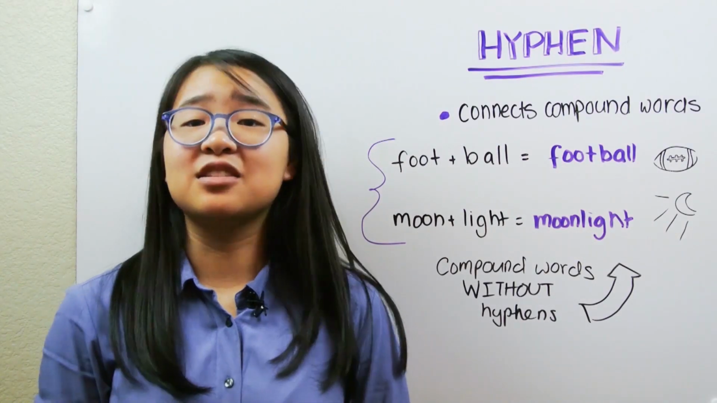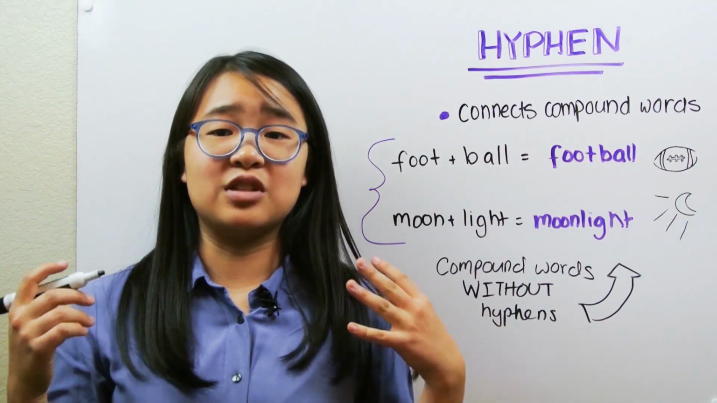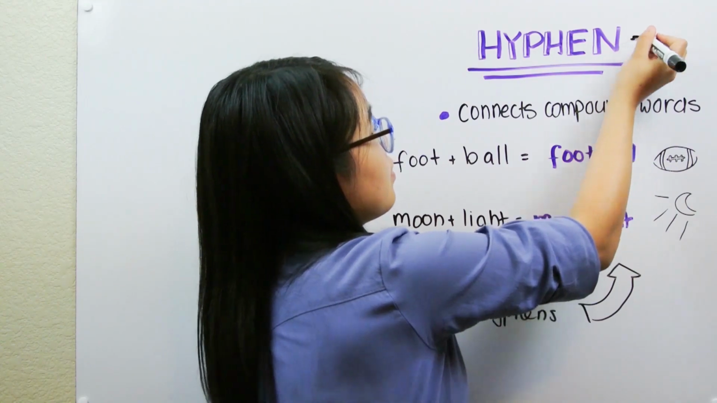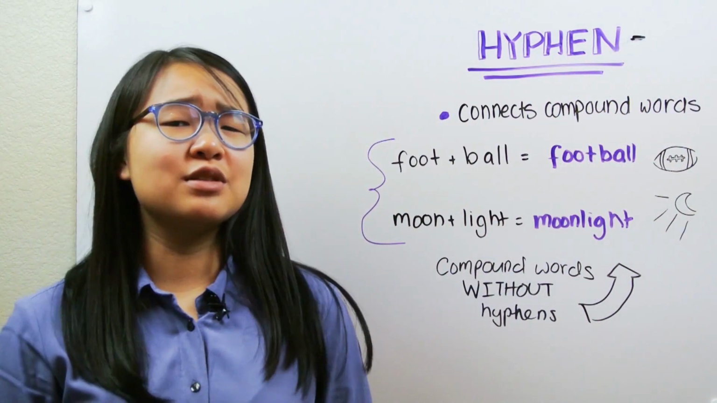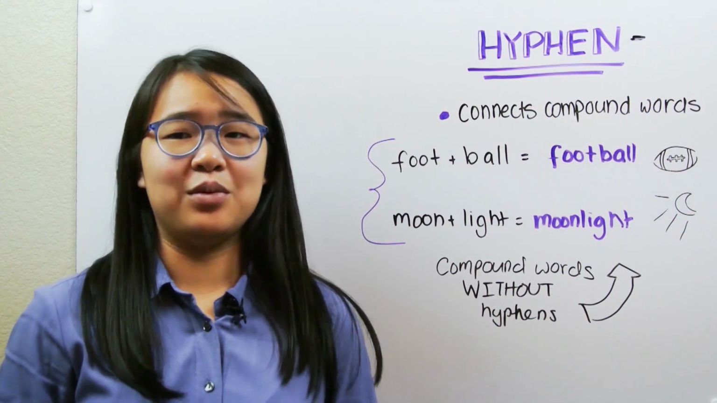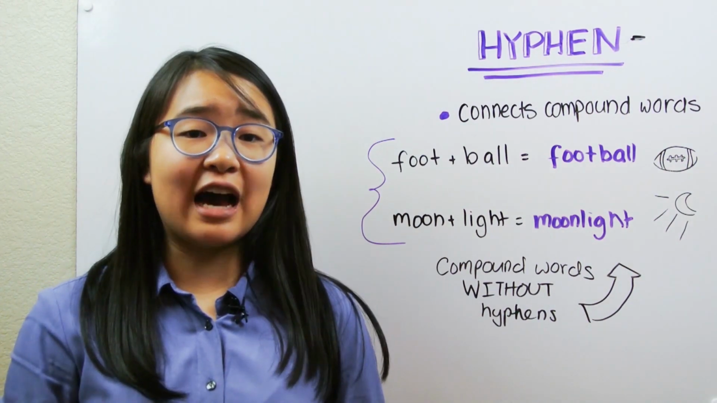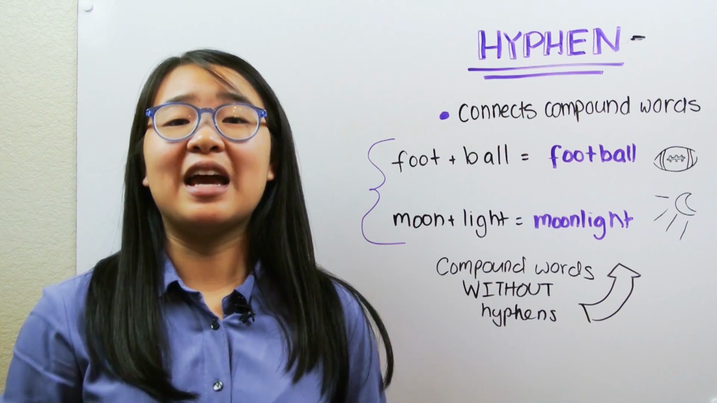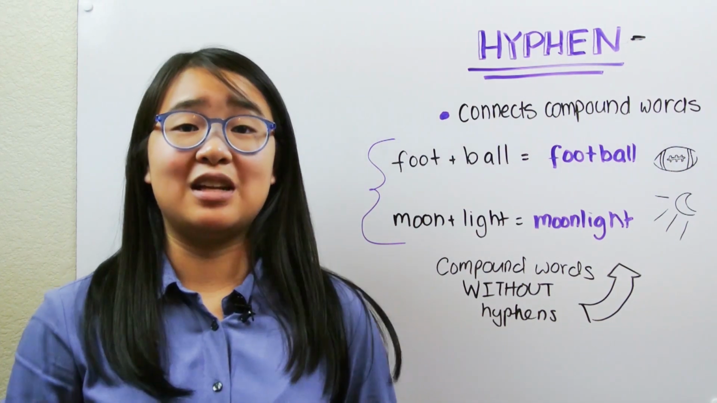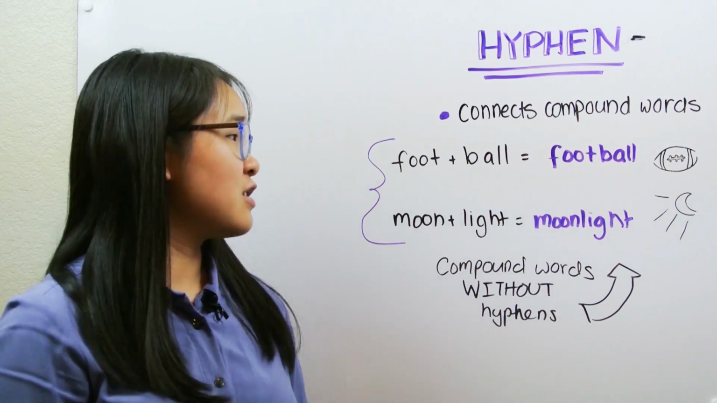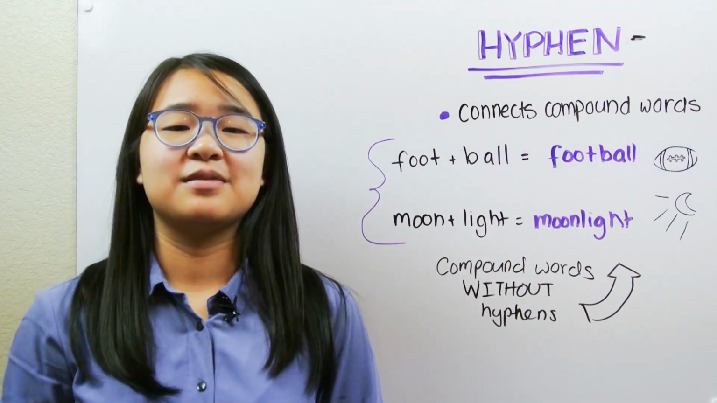A hyphen is a little horizontal line that is often used to connect words. The most common use for a hyphen is to connect compound words. You might remember that compound words are two or more words that, when put together, become a new word with a new meaning. Some compound words do not use a hyphen, such as football or moonlight.